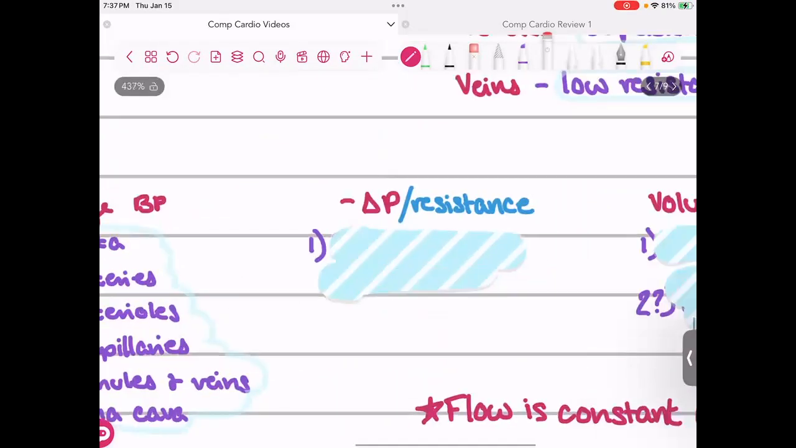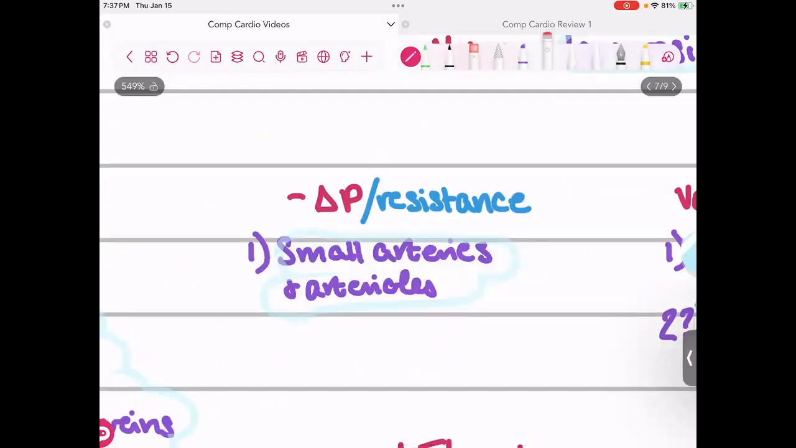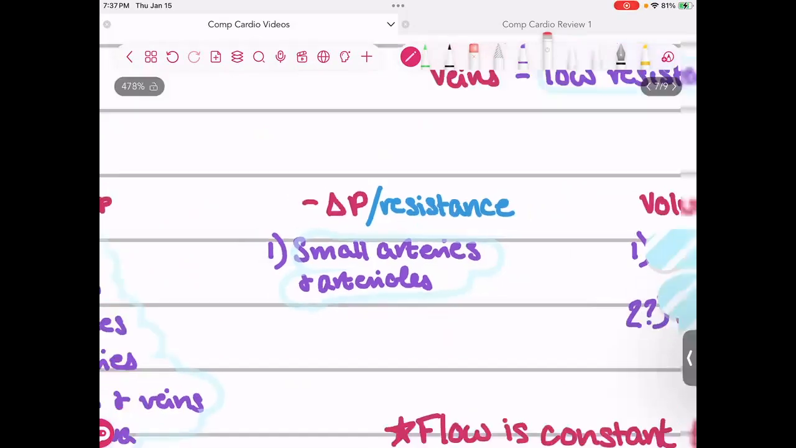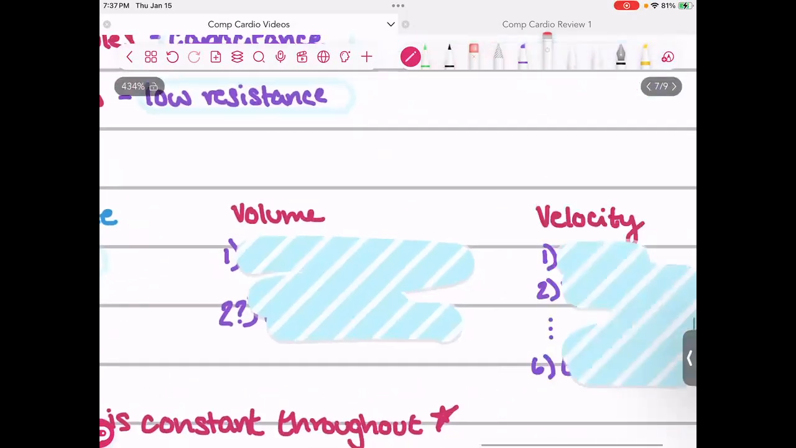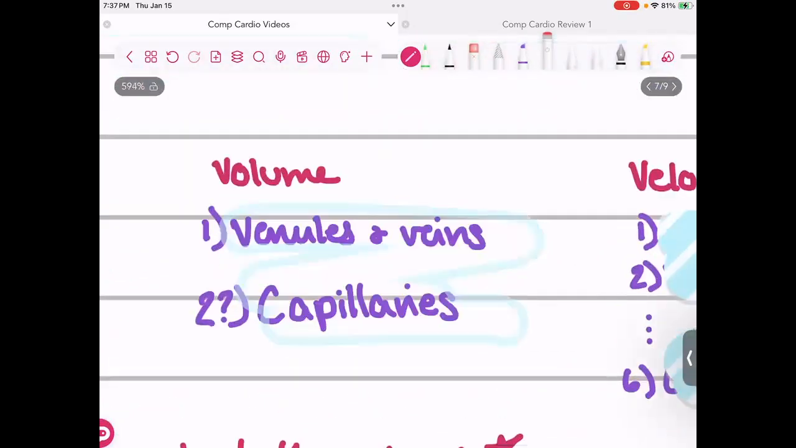And then the largest drop in pressure, as we just mentioned, goes to the arterioles and small arteries. As far as volume, there is the most volume in venules and veins, and then, with a question mark, I wrote down that capillaries have the second most volume, and again, we're following the logic that they're small, but there are a lot of them.